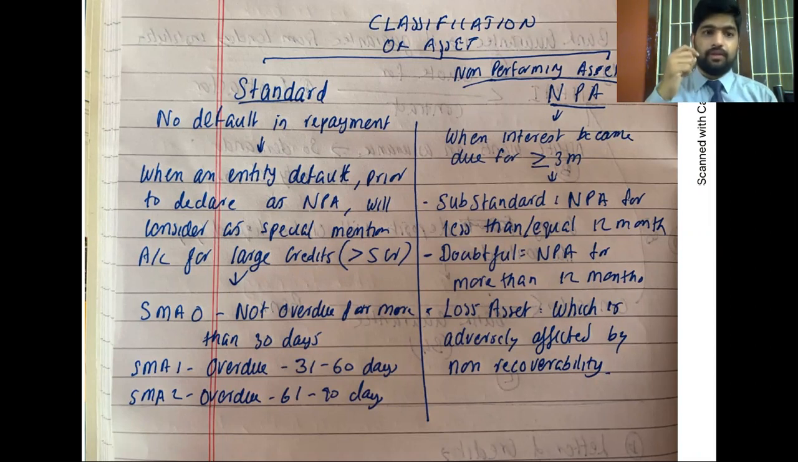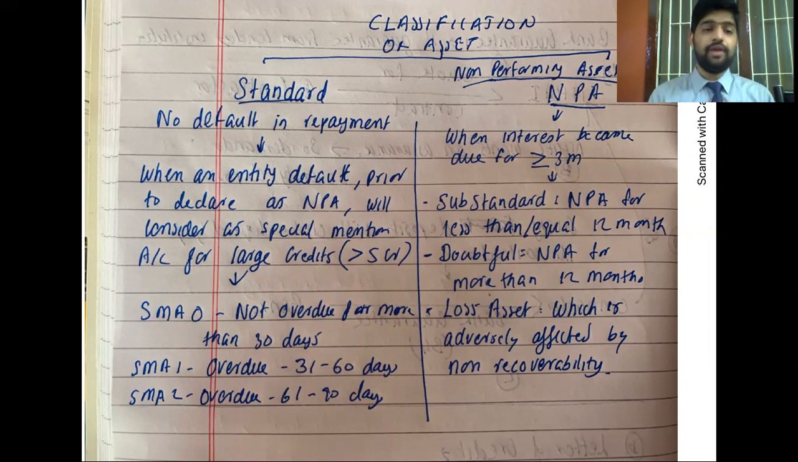When a person defaults, from the next day, we will not classify it as NPA. We will classify it as NPA only after crossing 90 days. So before crossing 90 days, we will still be considering an asset as standard only.